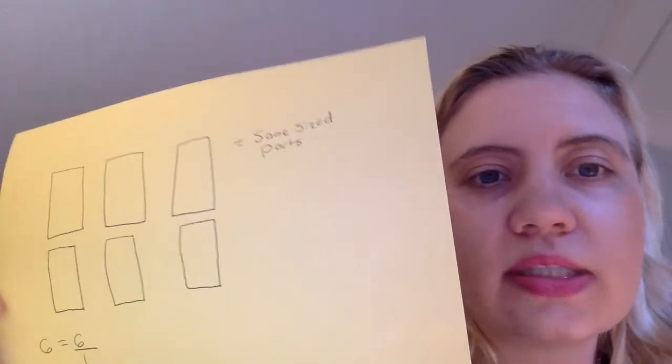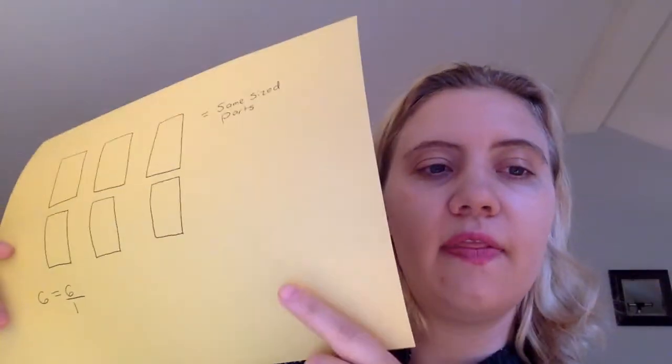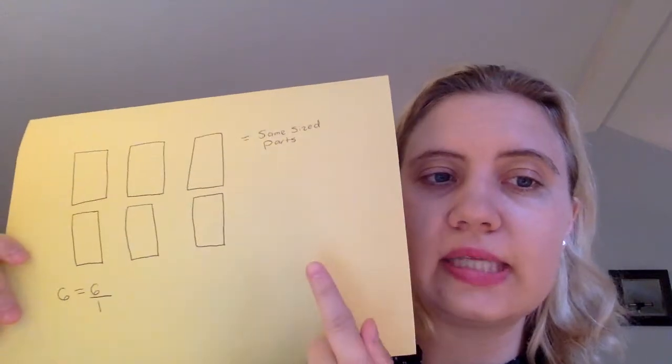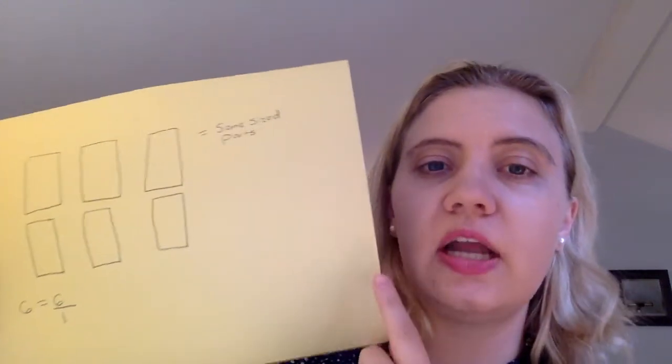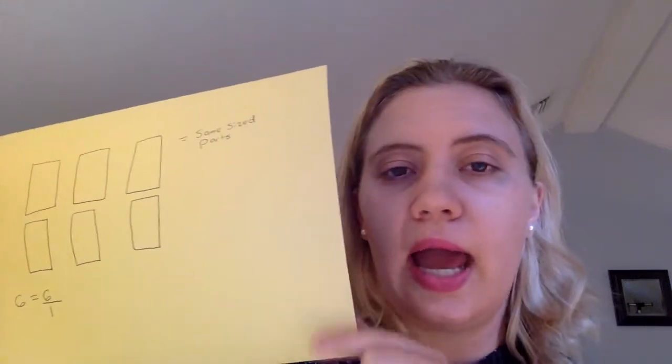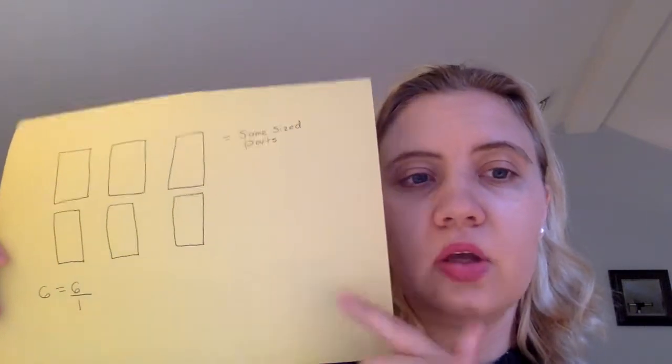Another example you'll see is this. These are 6 same-sized parts. The whole is 6 over 1. That's another way to represent fractions as a whole number, as the standard says. 6 over 1, like we just heard about.